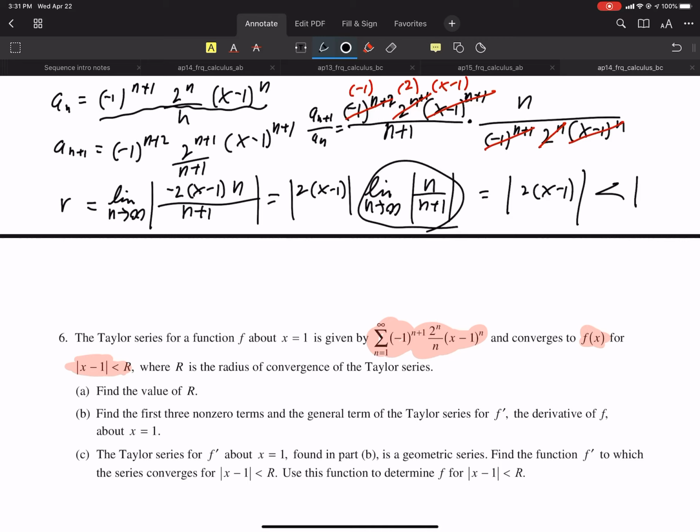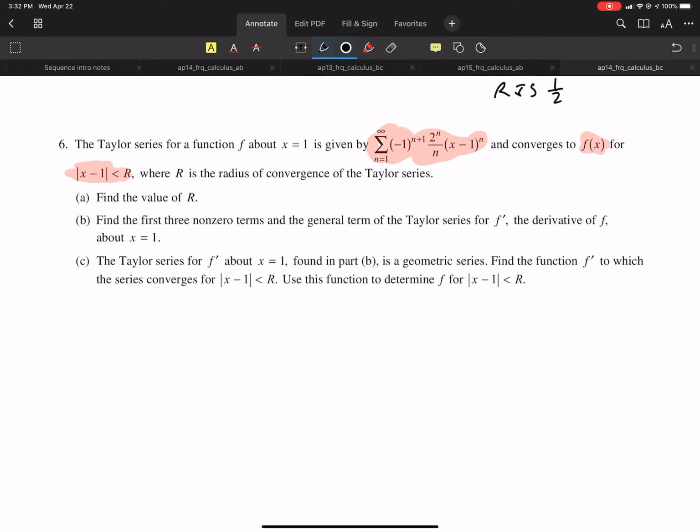Now, that's not the radius of convergence. We need to get rid of the 2, divide everything by 2, and we're going to get this. So what is r? r is 1/2. That is part A.